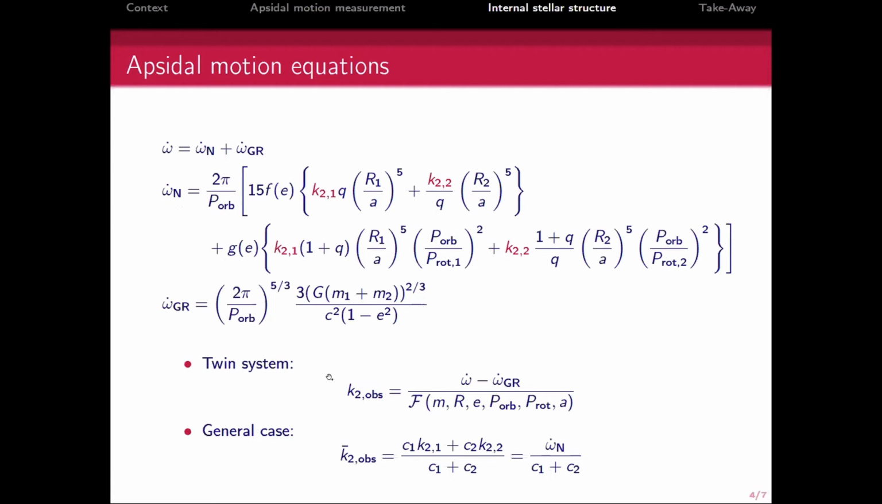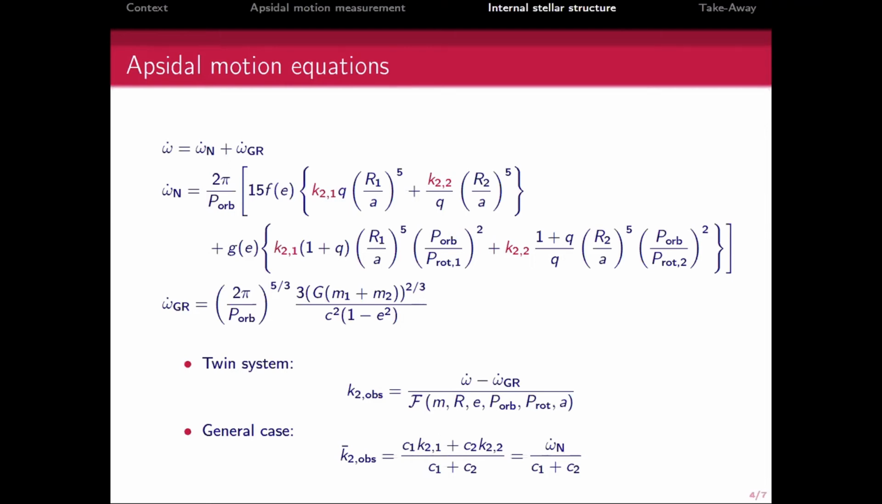In the general case, we unfortunately cannot do that, but we can make use of a small trick, which consists in computing a weighted average mean of the k2 of the two stars, and we can solve this and get an observational value for this quantity.